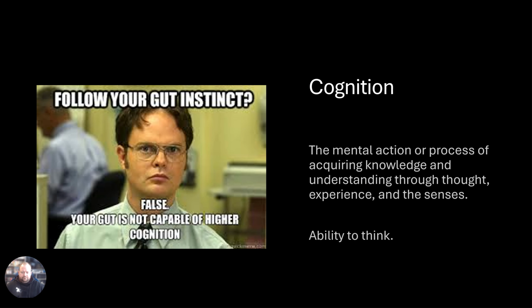Looking at cognition, it is the mental action or process of acquiring knowledge and understanding through thought, experience, and the senses. It's the ability to think. Some folks might even go as far as to say this is sometimes called second order cognition, but it's a way of separation, right? So animals have cognition, but often we would say they don't have second order cognition, which is thinking about thinking.